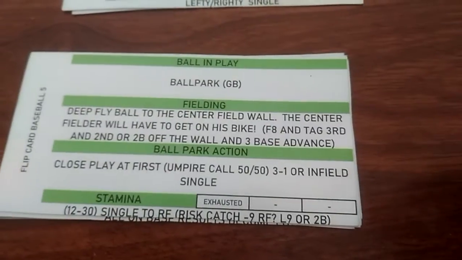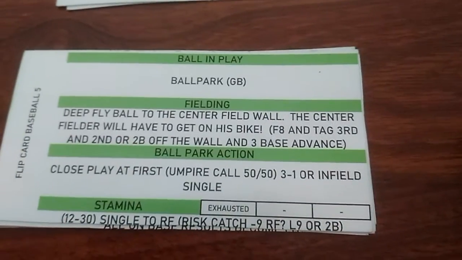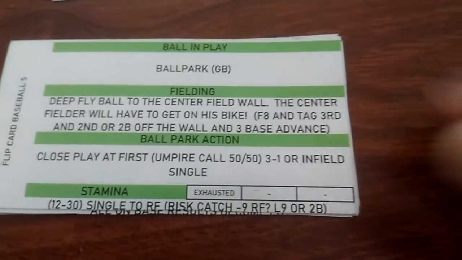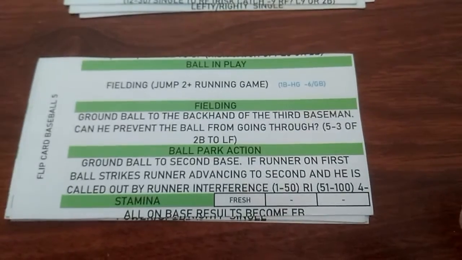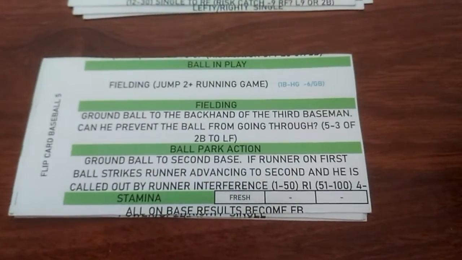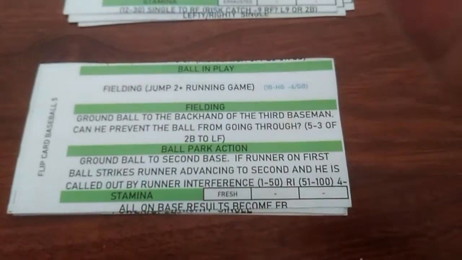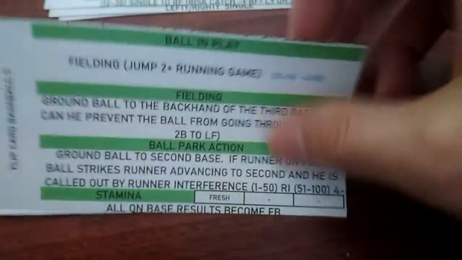This one I showed before, where you've got a close play at first, 50-50 whether the umpire calls it safe or not. That one there's a ground ball to second base. If there's a runner on first, it's possibly a runner interference. So maybe the ball has hit him or something like that. It's a 1 to 50 chance on that.